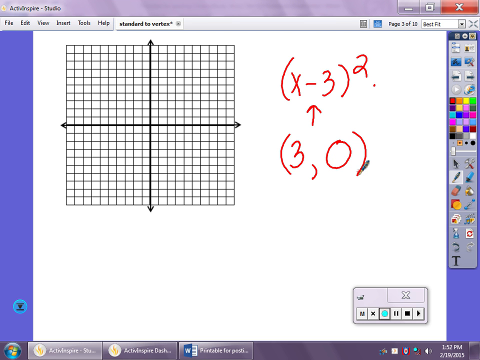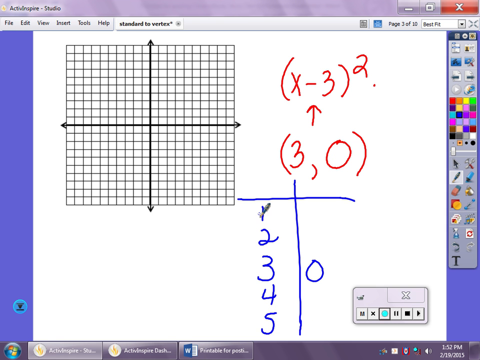Now to have a more exact graph, we're going to take a table of values. I'm going to put 3, 0 in the center. I'm going to pick 2 numbers before 3, so 1, 2, and 2 numbers after, 4, 5. I'm going to substitute each of these numbers into my equation here. So 1 minus 3 is negative 2 squared is positive 4. Down here, we're going to do 5 minus 3 is 2, 2 squared is 4. I hope you see the reason why I picked these numbers is the pretty pattern.